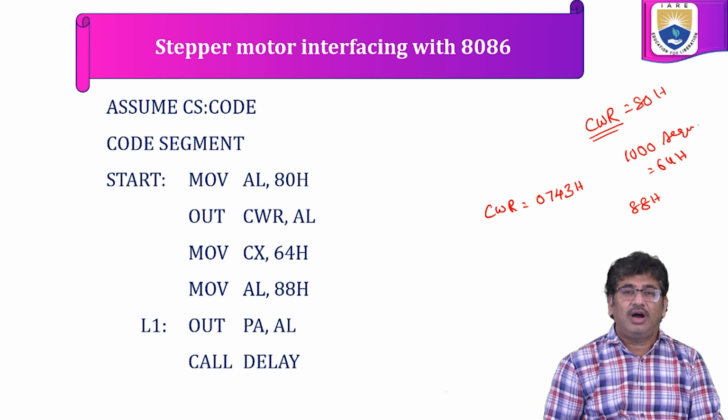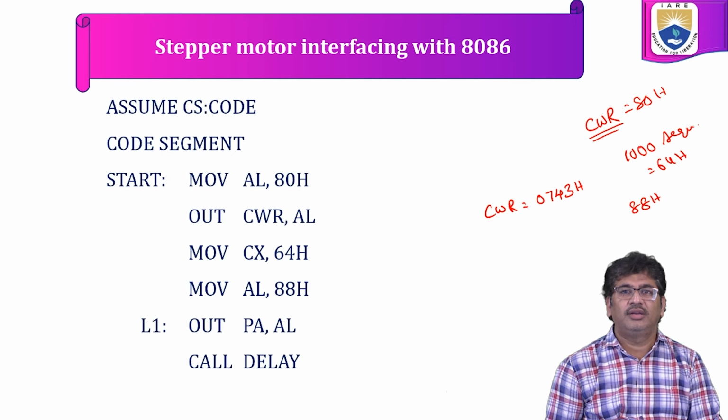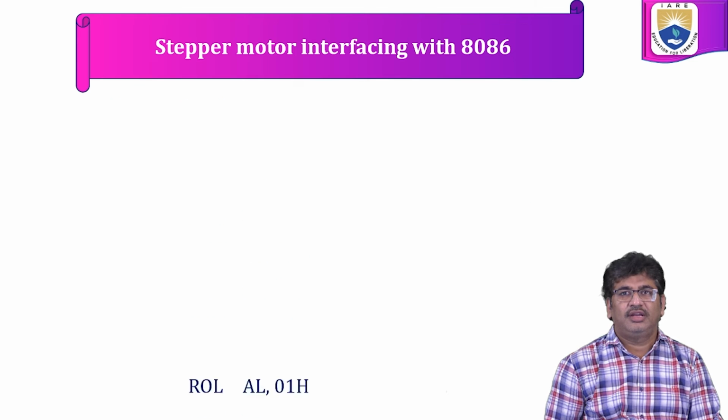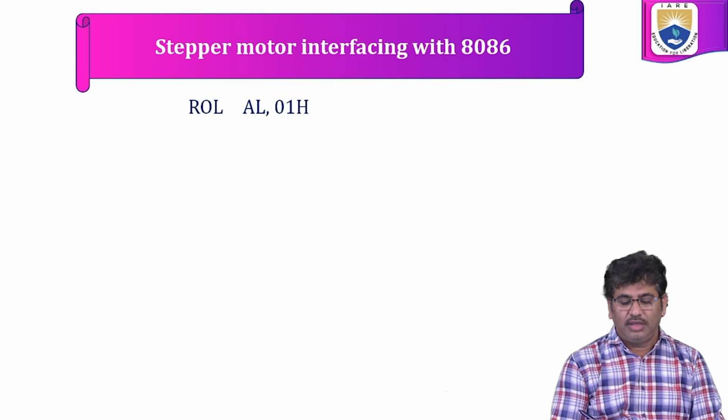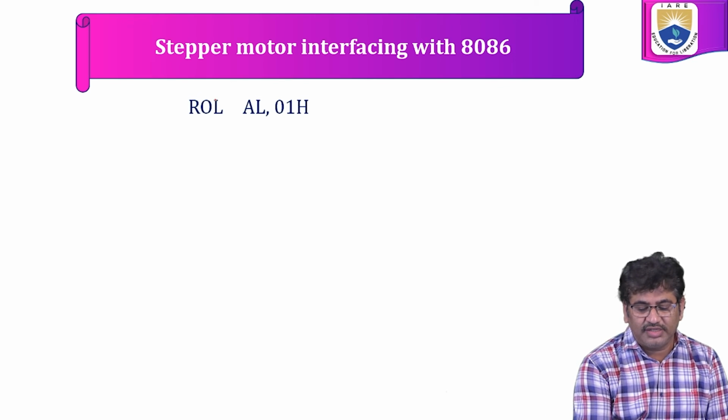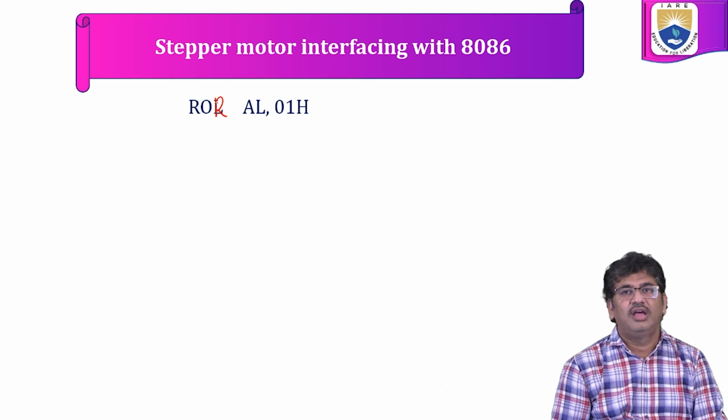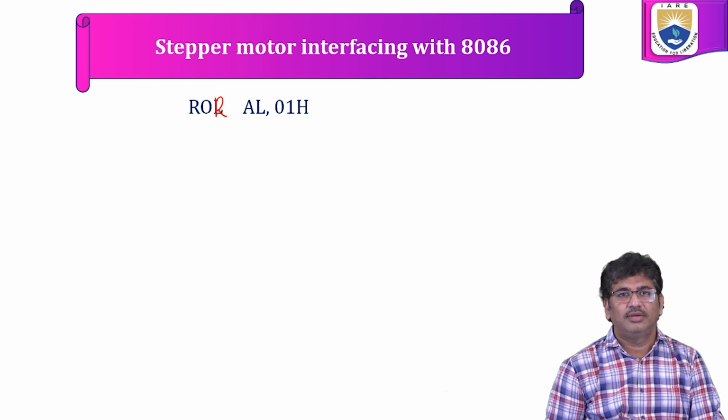The next one is, after every rotation, we have to call a delay. To call a delay subroutine, we will use the call instruction. So here one sequence is given for exciting winding A. For getting the next excitation, we have to rotate the contents of AL register towards the right side. So for clockwise, we will write ROR AL comma 01H.